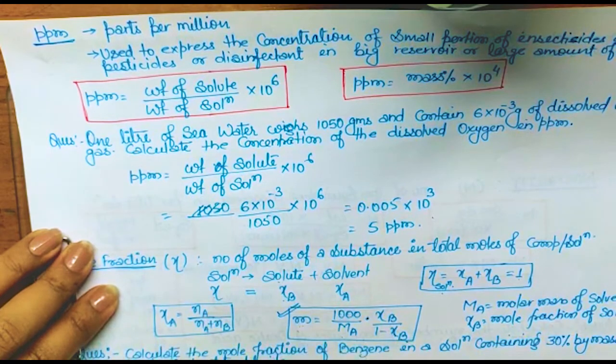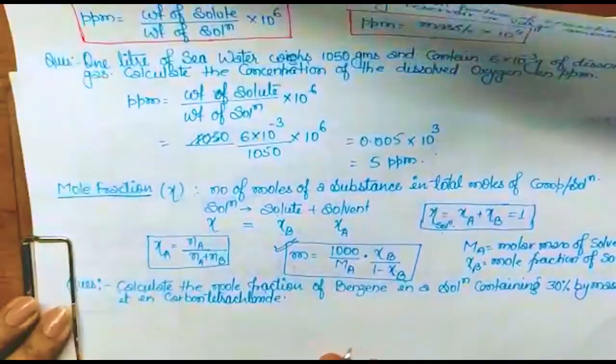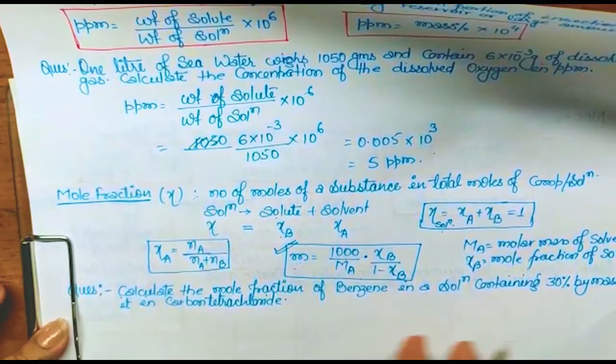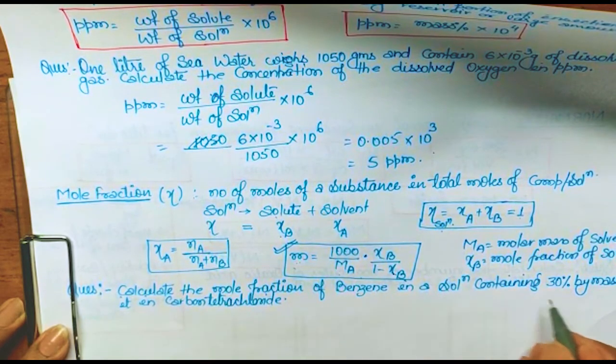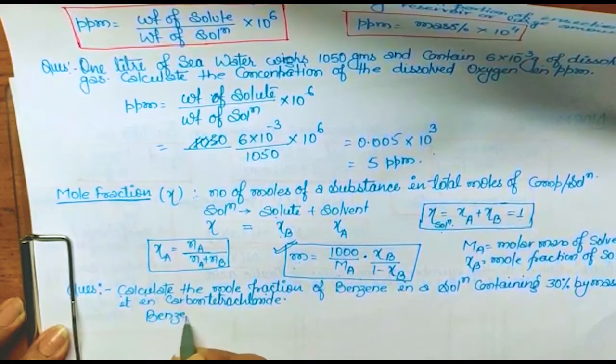So there is one question. Let me do this. The question is, calculate the mole fraction of benzene in a solution containing 30% by mass of it in carbon tetrachloride. So 30% benzene in a solution containing 30%. So benzene, what is the mass percentage?